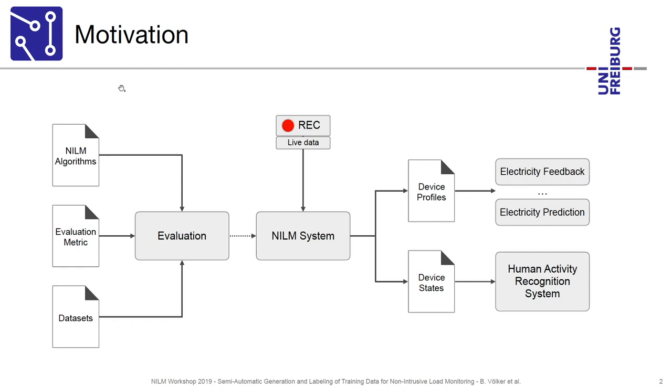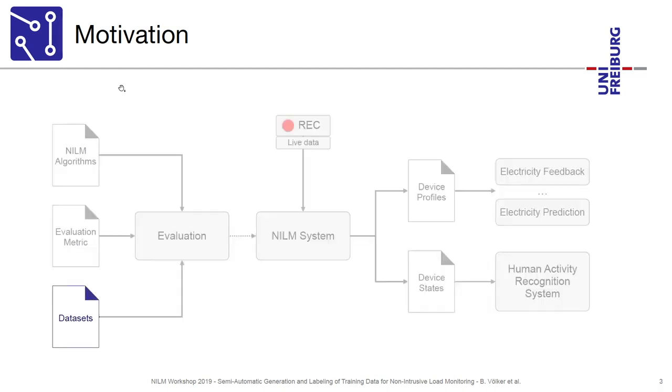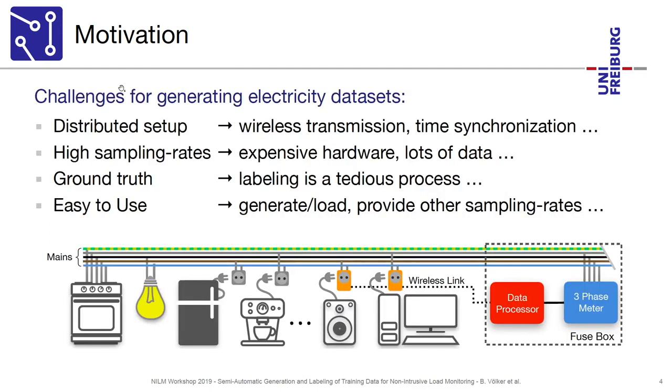On top of this, you can also integrate other feedback systems, for example, electricity feedback systems, or something like a human activity recognition system. But the quality of these systems highly depends, of course, on these profiles and on these state estimates, and therefore on the quality of your NILM system, and ultimately also on the quality of the data sets. Therefore, we summarize some challenges for generating better electricity data sets.